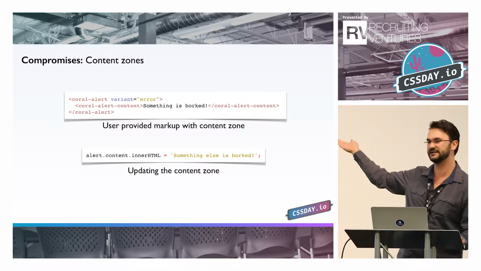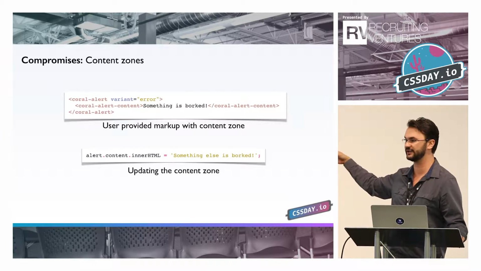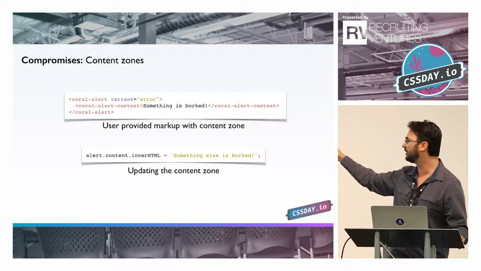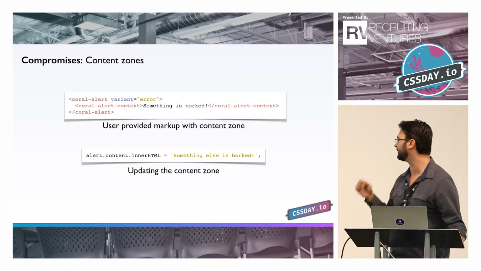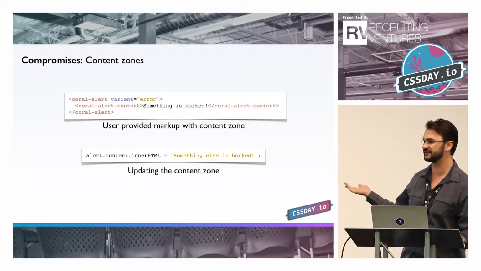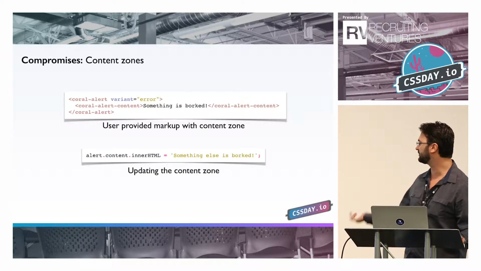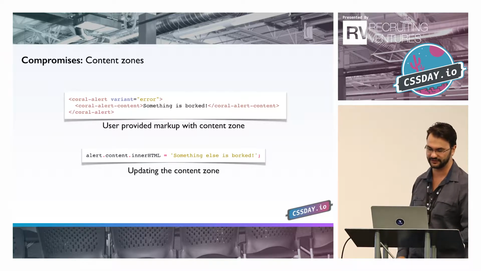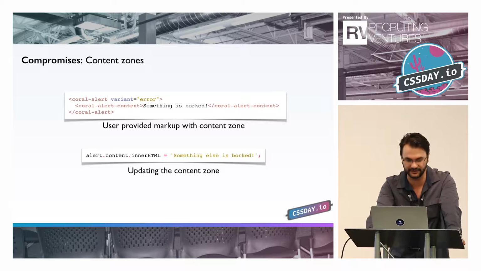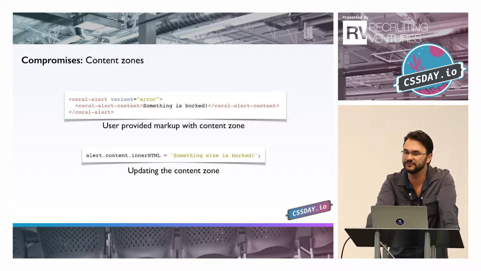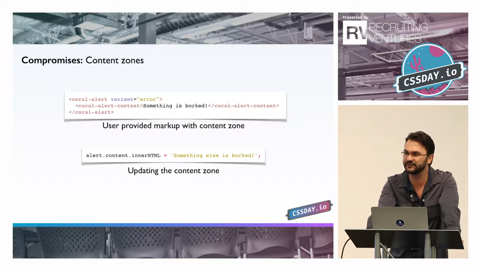Now you could add an ID here, and you could reference that element later and set the inner HTML on it, or you can use the reference that we provided on the alert instance itself. It's got a reference to that element at .content, so you can just set the inner HTML of it, ready to go. This way the user can access and update this without actually destroying the template.